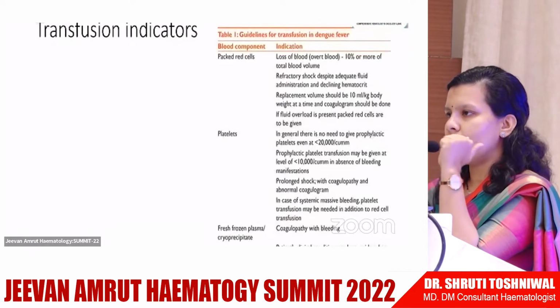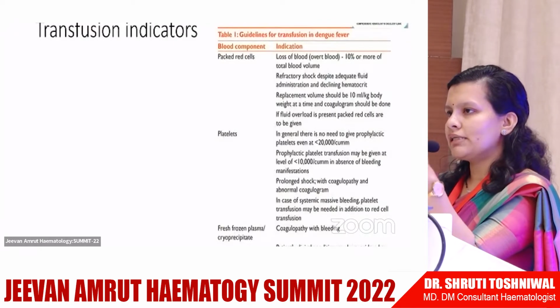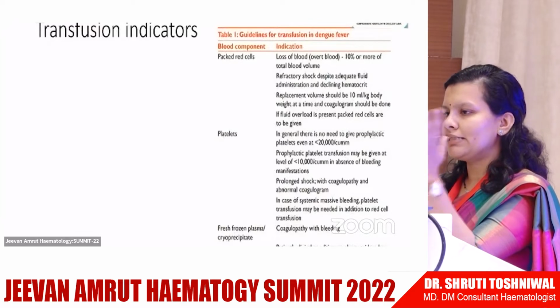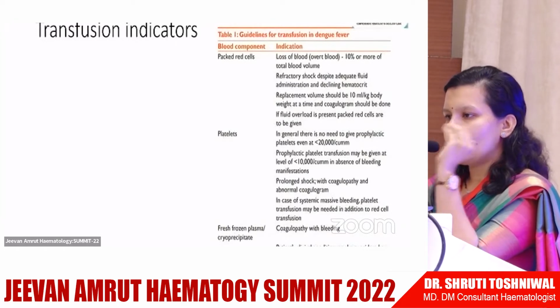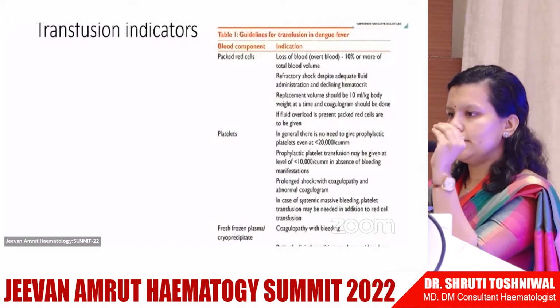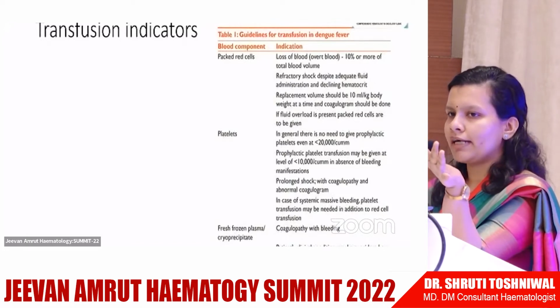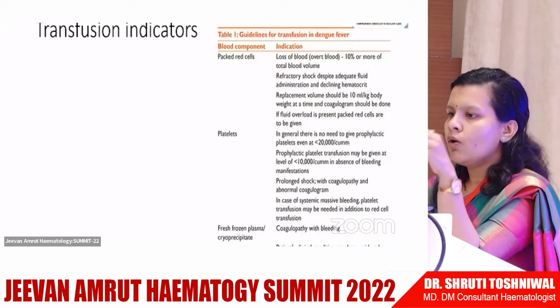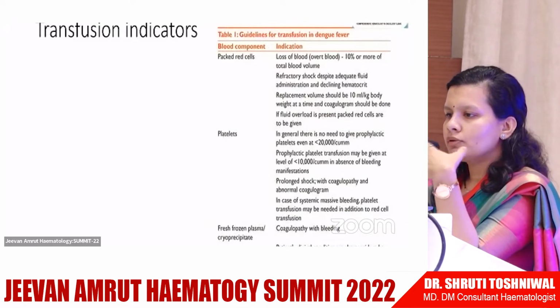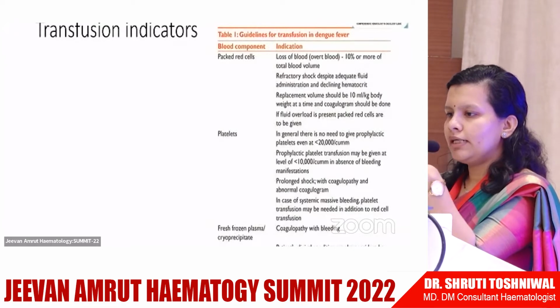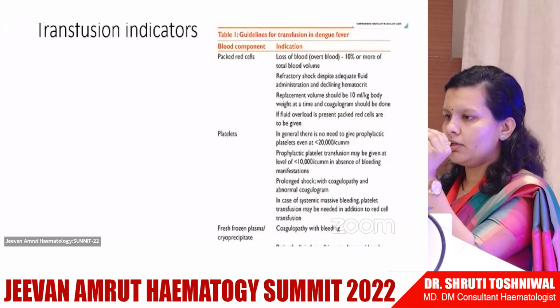So what are the transfusion indicators? Packed cells: if there is shock which is not improving with routine fluid management, and there is a drop of hematocrit, then there is some concealed hemorrhage happening. At that time, you have to give packed RBCs. Platelets: there is no need to give prophylactic platelets, even less than 20,000. Only when there is bleeding, prolonged shock, coagulopathy, and associated massive bleeding, platelets are to be advised.